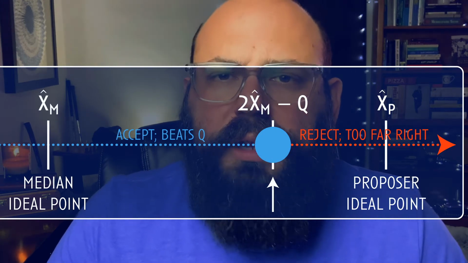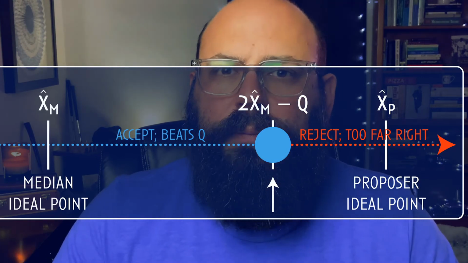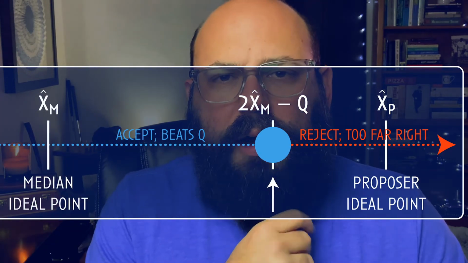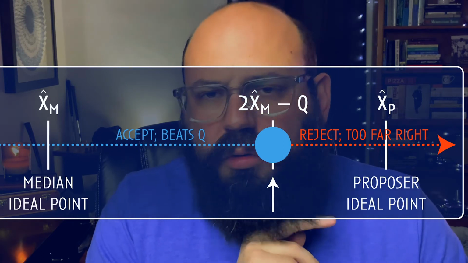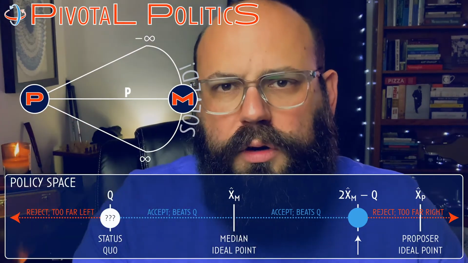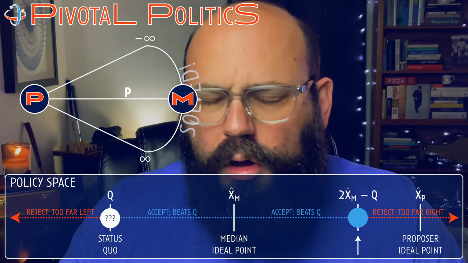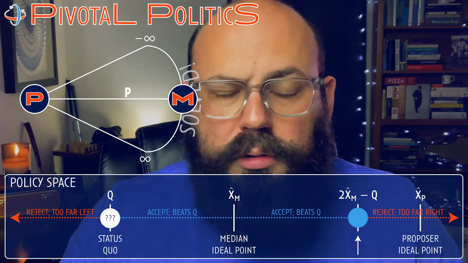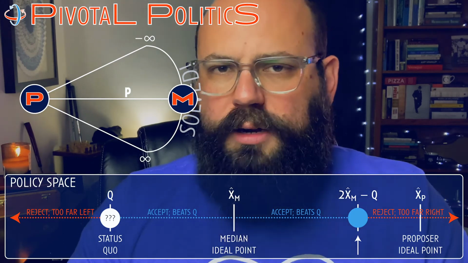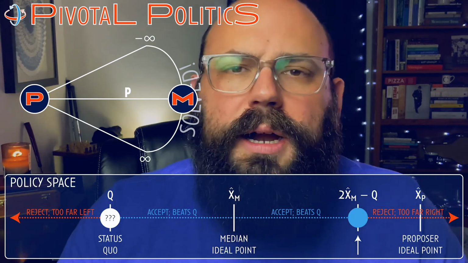And indeed, the unique subgame-perfect equilibrium of the pivotal politics model in this form is, if P is far to the right, far enough out that it's far away from 2m minus q, for the proposer to offer 2m minus q, and for the median voter to reject all things strictly less than q, accept or reject q, accept all things strictly between q and 2m minus q, accept 2m minus q, and reject everything strictly greater than 2m minus q.